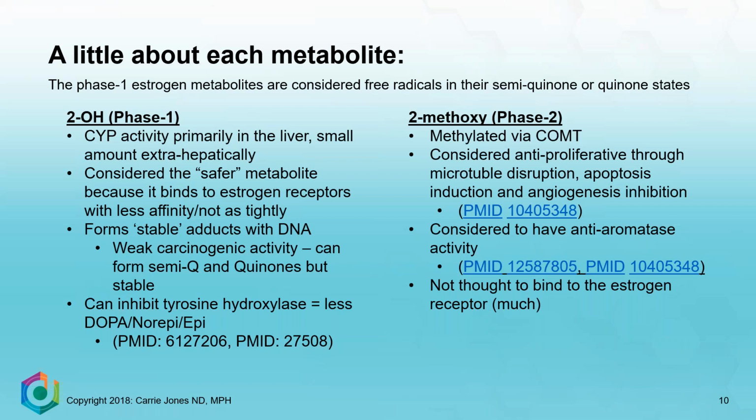Now on the right-hand side, you'll see 2-methoxy. So the methoxy, like I was saying, is part of phase 2. It's gone through methylation, which we're going to talk about. But the 2-methoxy is actually considered pretty good. In fact, really pretty good. It's considered anti-proliferative, and you can see there microtubule disruption, apoptosis induction, angiogenesis inhibition, which are all really good things when it comes to the risk for cancer.